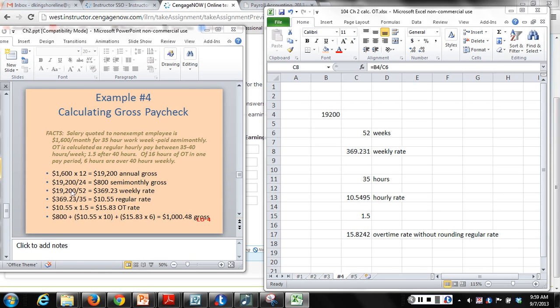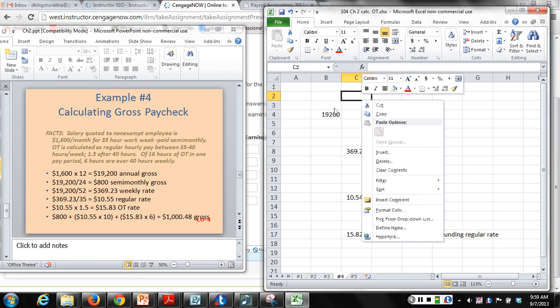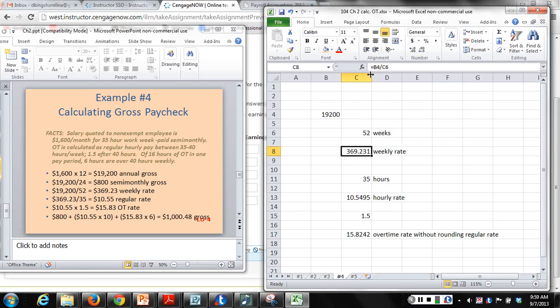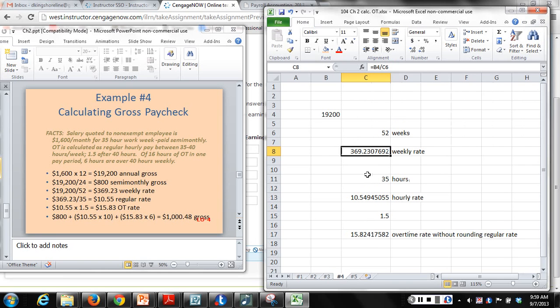We have our annual gross. We've got to get it to a weekly view. We have to see it weekly to do our overtime calculation. We divide 19,200 by 52, and this is the rounded weekly rate. In Excel, it's a much longer decimal fraction. Here it is up here, and you see it. But rounded, it's still 369.23, rounded to 2 decimal places. So be sure, if you're using Excel, to force that to be rounded if you want to use that cell in a subsequent formula. Okay, so we have our regular weekly rate.